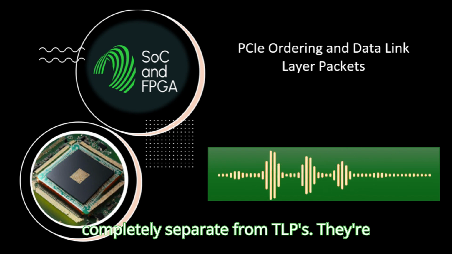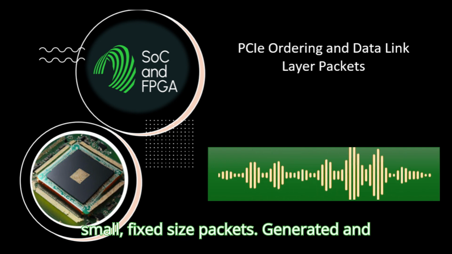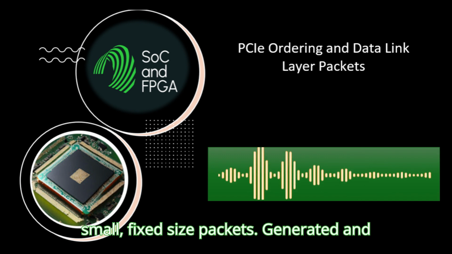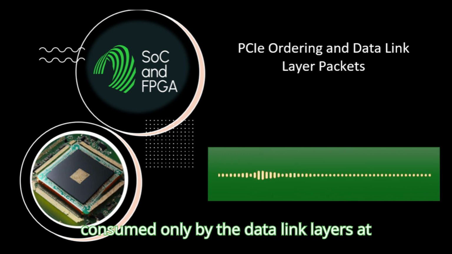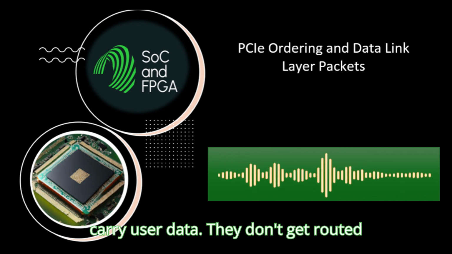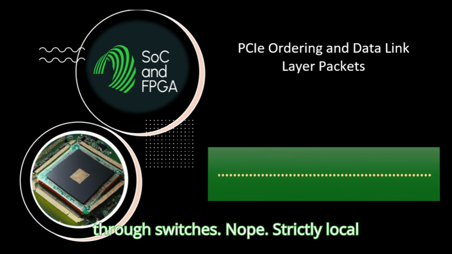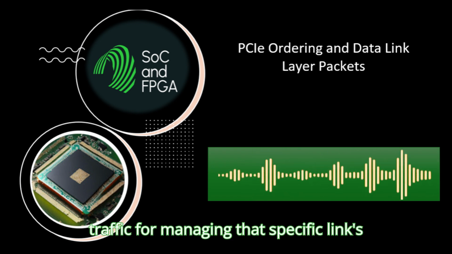Precisely. DLLPs are completely separate from TLPs. They're small, fixed-size packets generated and consumed only by the data link layers at each end of a single link. They don't carry user data. They don't get routed through switches. Nope. Strictly local traffic for managing that specific link's health and operation.